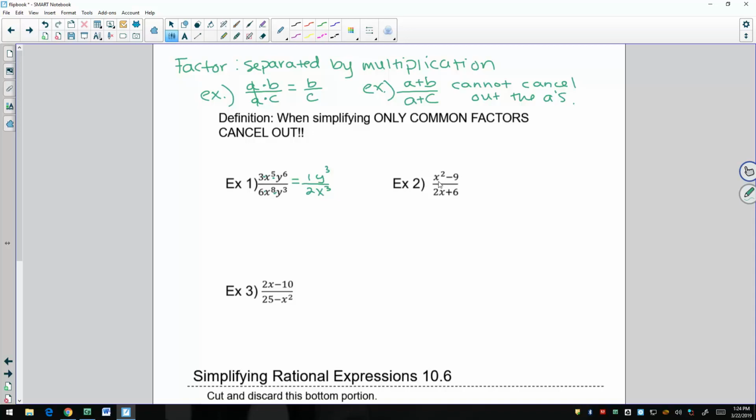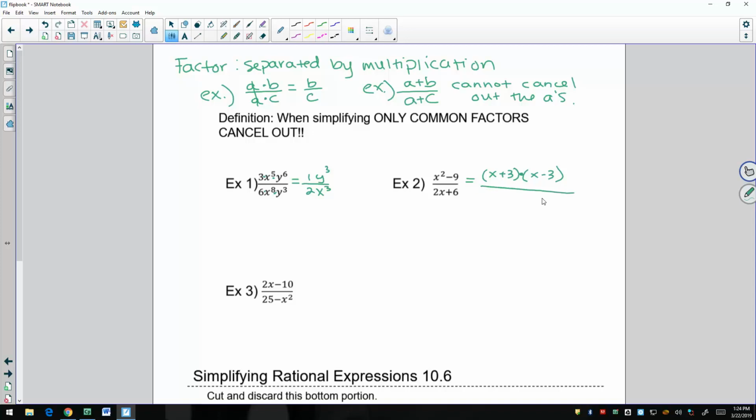Example 2, you cannot cancel out this x, one of the x's from x squared, with this x down here because x squared is attached to the 9 with subtraction, not multiplication. Same thing here, it's attached with addition, not multiplication. So what you have to do is try to get some factors on the top and or the bottom. And you'll notice on the top, x squared minus 9 is a perfect square. So you can do x plus 3 times x minus 3.